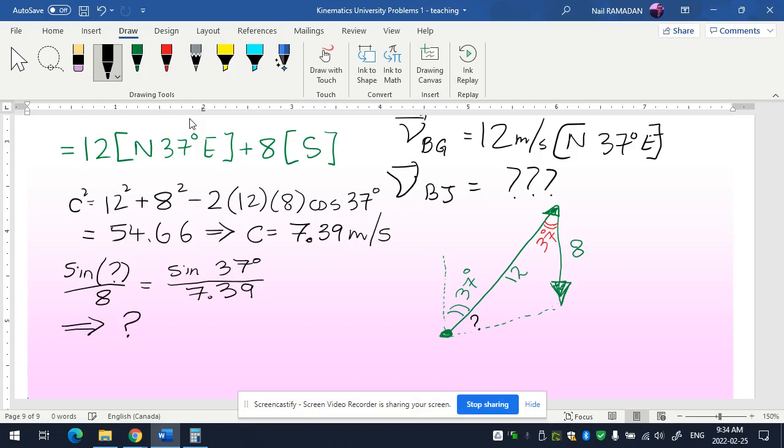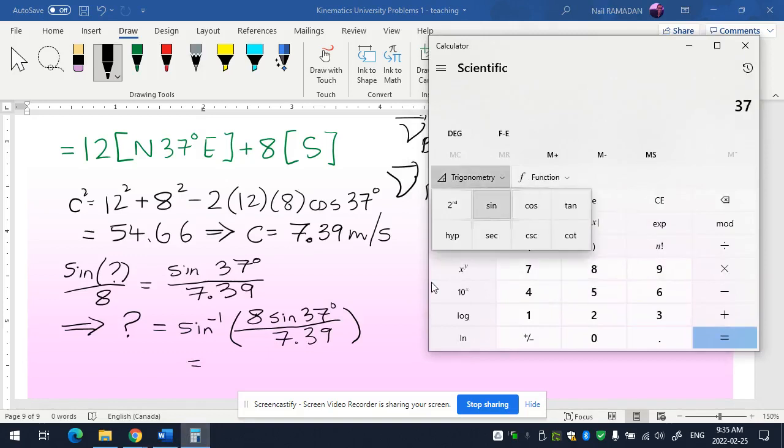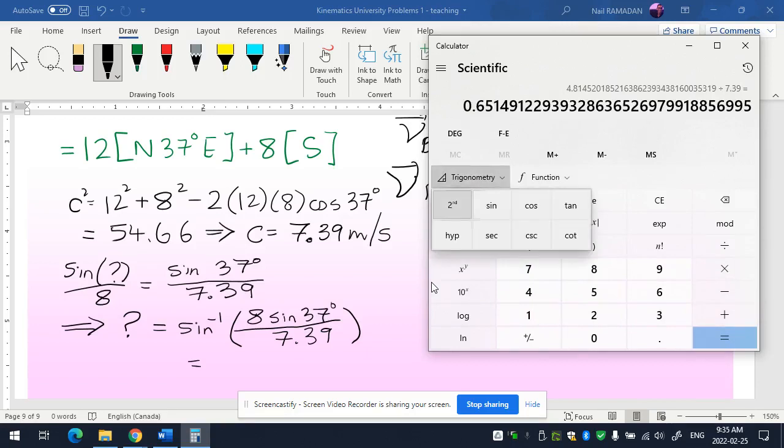Crisscross, play with it, sine inverse. Everyone, I'll show you an easy way, if you ever want to jump to the final answer: sine inverse. I know we have just a few minutes, just finishing up. Sine inverse of this times that divided by that. So 8 sine 37 over what? Let me do the sine 37 first. 37, almost done. Sine times 8 divided by 7.39 gives me a decimal, which is good news because I can sine inverse this.